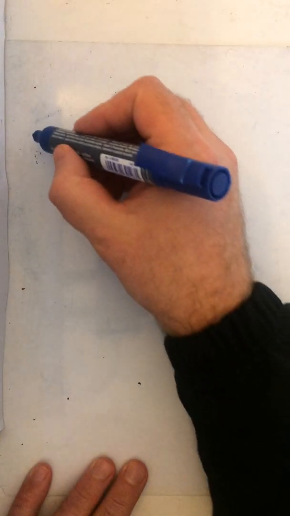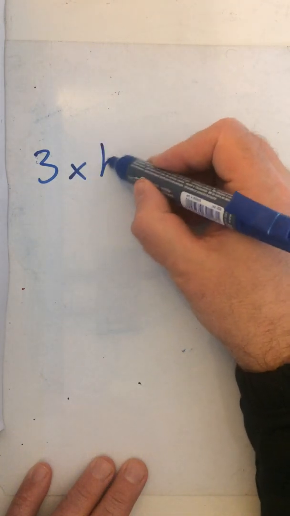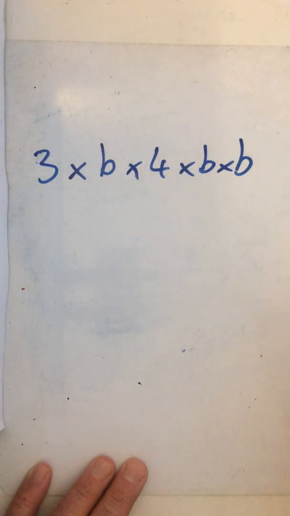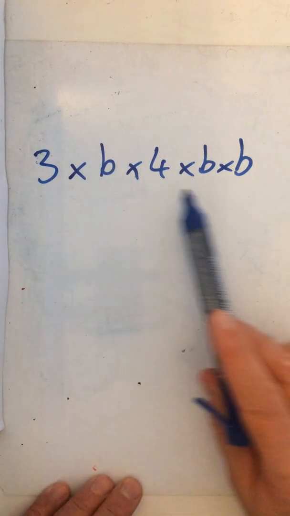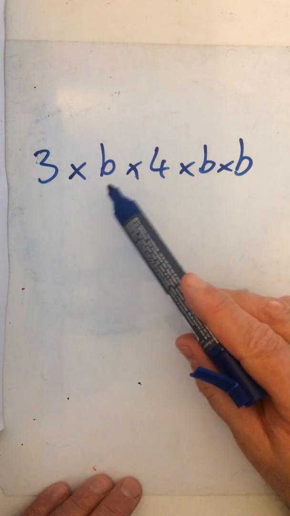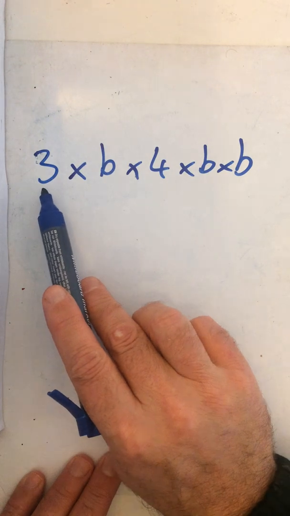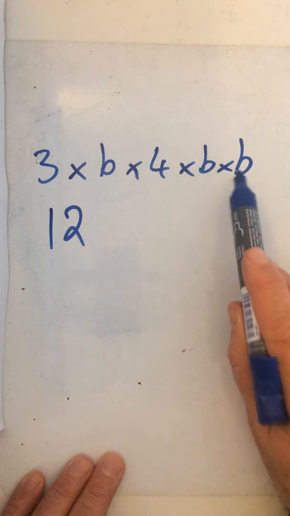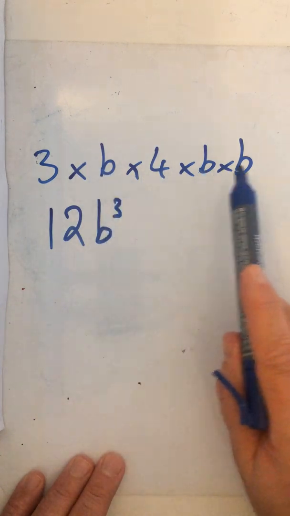Right. So say for example we've got 3 times b times 4 times b times b. We do more multiplication now. So we want to simplify here. This is a product, and we'd write them as powers. So basically, we're simplifying, and we're putting any letters that we have into powers. So let's concentrate. We do the numbers first. 3 times 4 is 12, and then b times b times b is b cubed.